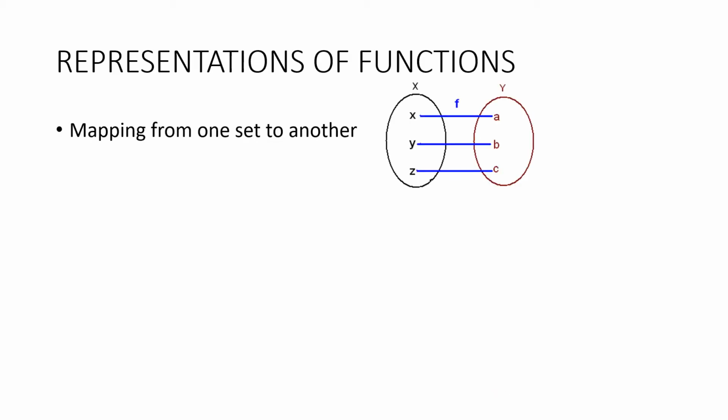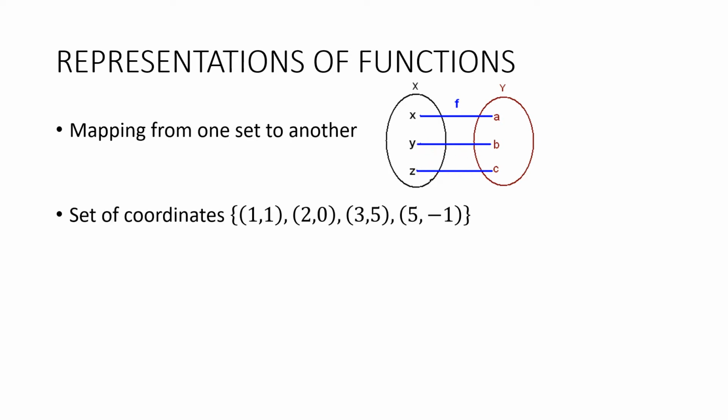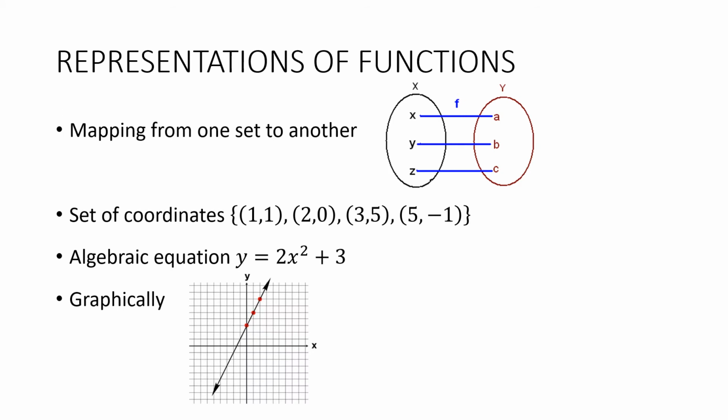Now there are different representations of functions and you need to be familiar with all of them. Here's the first one, the idea that we map from one set to another. We have an input set, we have some kind of function that maps each of the elements in this set to an output set. It could be written as a set of coordinates. The x's are the inputs and the y's are the outputs. It could just be written as an algebraic equation, like y equals 2x squared plus 3. For any value x we put in, we get a corresponding y value. Or it could be represented graphically.